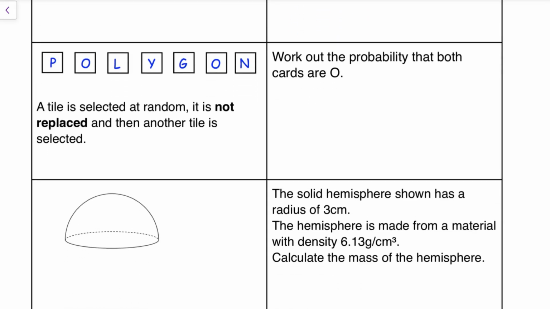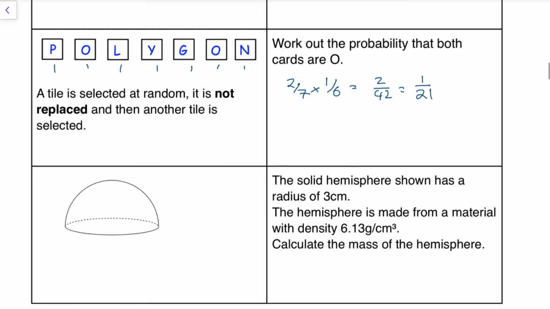Next question. A tile is selected at random, it is not replaced, so conditional probability again, and then another tile is selected. Work out the probability that both cards are O. Okay, so first thing, there are 1, 2, 3, 4, 5, 6, 7 tiles. The first pick being an O is 2 over 7. The second pick being an O is the remaining O divided by the 6 cards because there's one less. So that's going to give me 2 over 42, but that's going to simplify down to 1 over 21. Not an awful question to finish with.